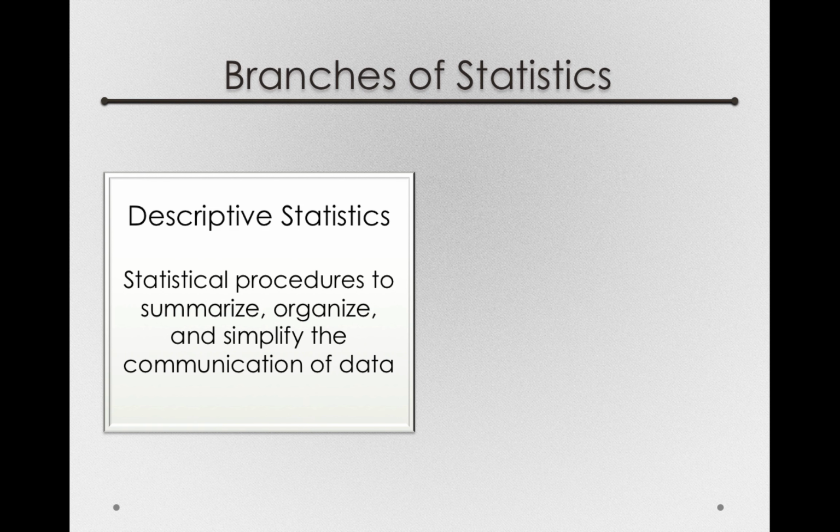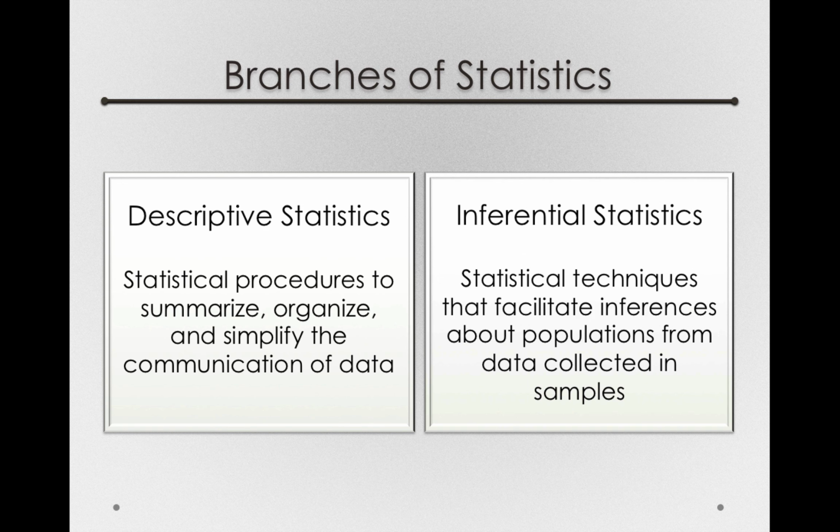Another branch of statistics we can describe are called inferential statistics. These are statistical techniques that facilitate inferences about populations from data that we collect in samples. We're going to come back to the words population and samples in a minute, but if you think about general polling, we don't poll the entire United States when we want to figure out who's going to be elected president. We take a small poll and use the sample to make an inference back to the population.